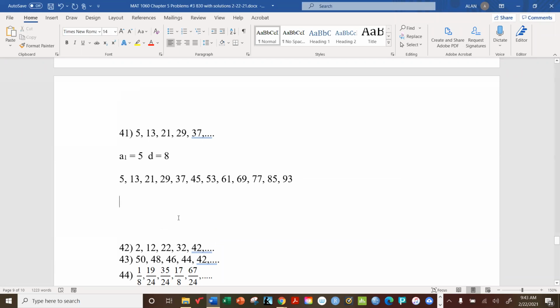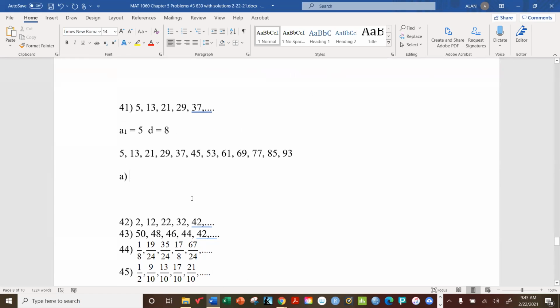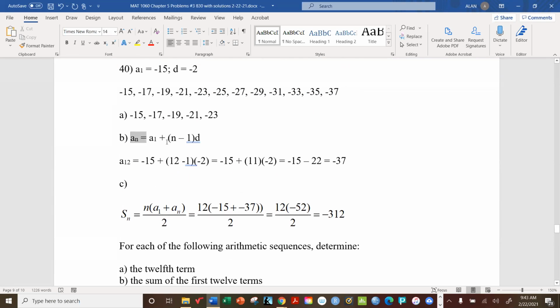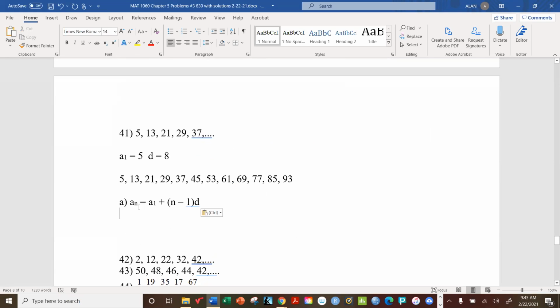All right, so part A in this section is the 12th term. So A12 is, we may as well use the formula. We can see that it's 93, but let's use the formula. Just in case, instead of the 12th term, it's like the 500th term. Something you don't want to double check. Let's just say we don't want that. That's too much.